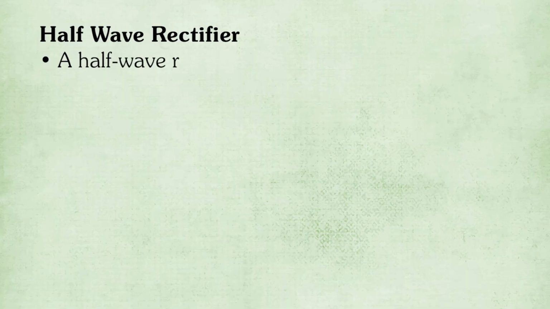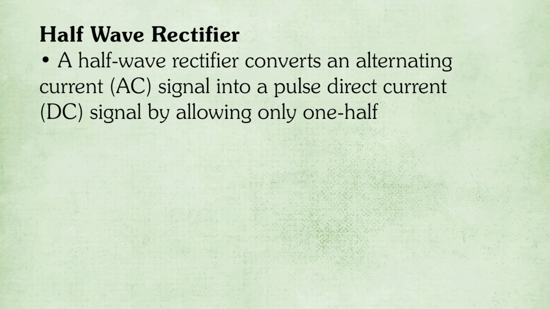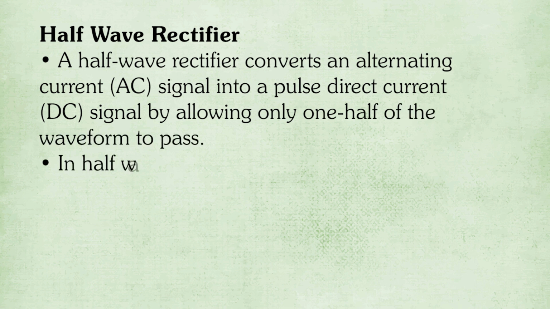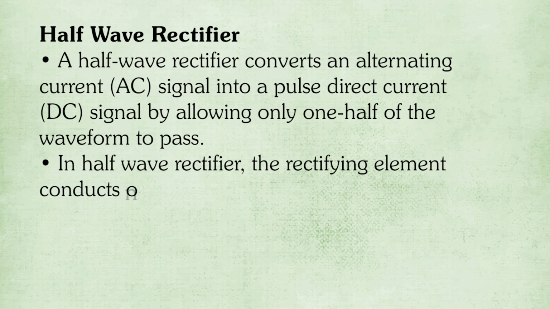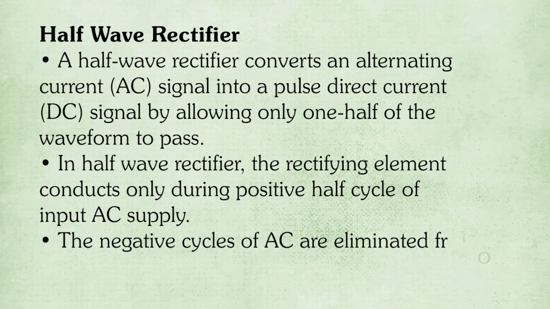A half wave rectifier converts an alternating current signal into a pulse direct current signal by allowing only one half of the waveform to pass. In half wave rectifier, the rectifying element conducts only during positive half cycle of the input AC supply. The negative cycles of AC are eliminated from the output.